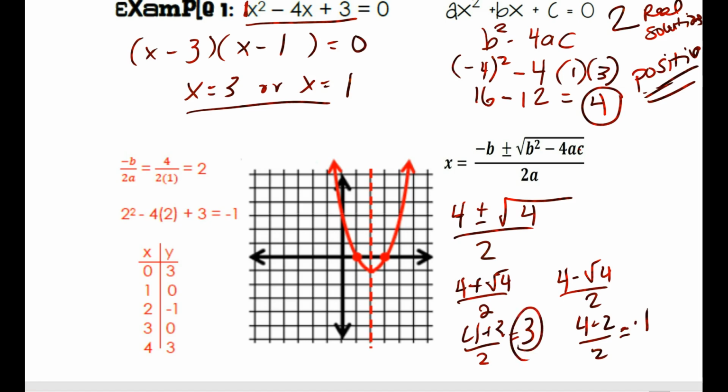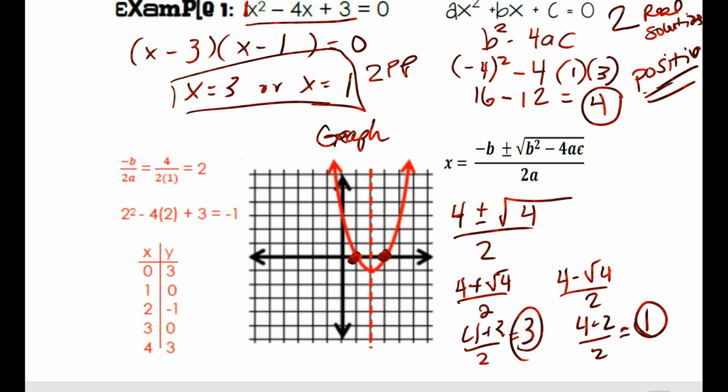What did I just find? My zeros, my roots, my solutions. That's what I just found, y'all. And that's what I found right here. And that's what is represented right here as well. So I can use the zero product property. I can graph. And then the quadratic formula. All right. We're going to do more. Get ready.